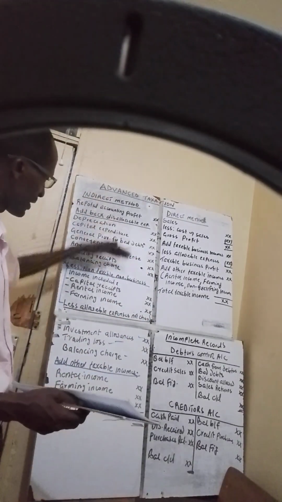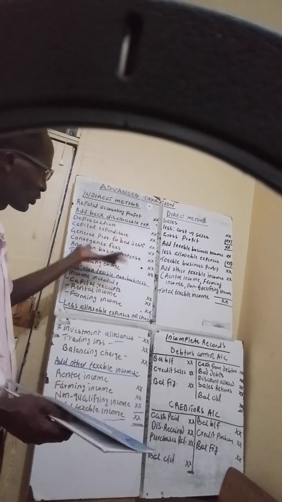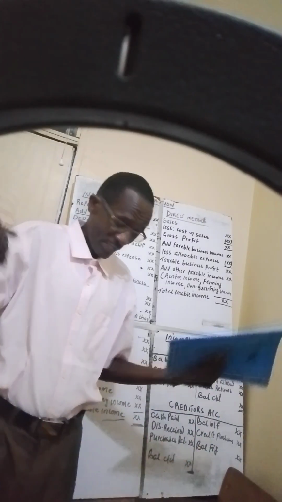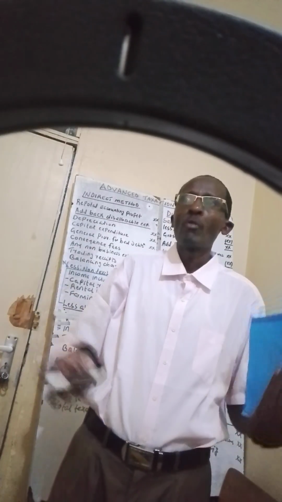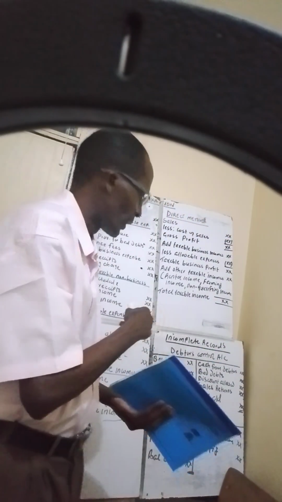Now, this is the simplest way. This is the simplest one because if you are given the accounting profit, that is as it appears in the income statement, you just need to pick the accounting profit reported, then you earn back all the disallowable expenses, as I have told you here.